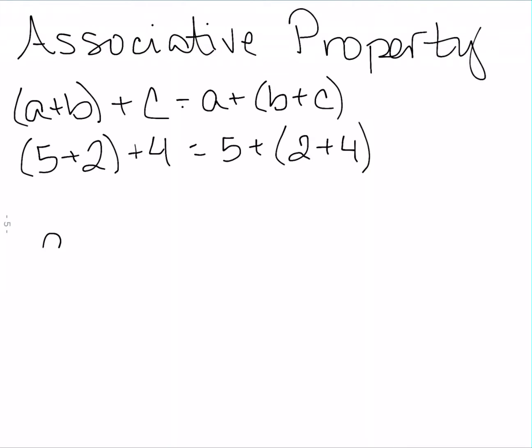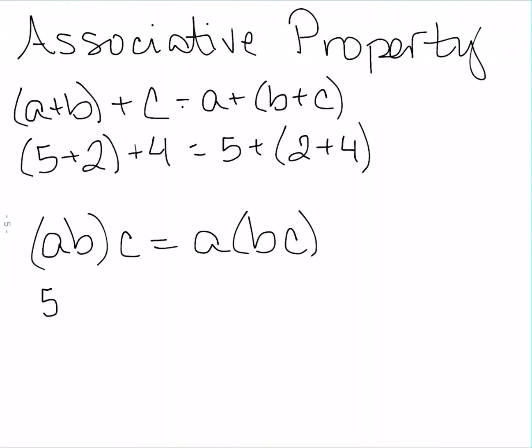And the same thing works for multiplication. Multiplying ab first and then c is the same thing as multiplying a times the product of bc. If I multiply 5 times 2 first, I would get 10 times 4. That would be the same thing as multiplying first 2 times 4 to get 8 times 5.